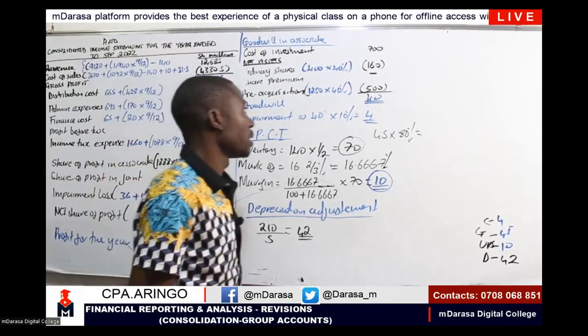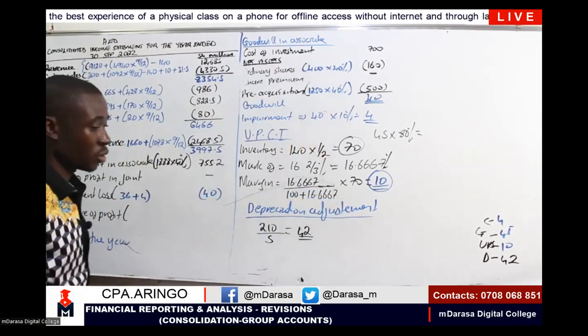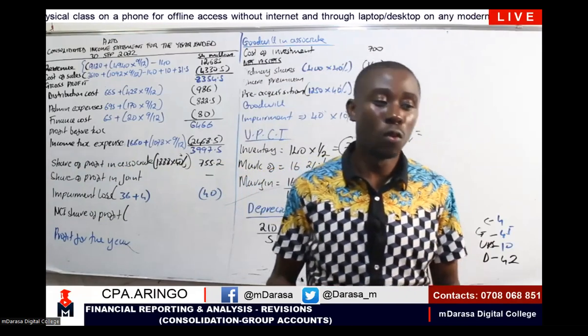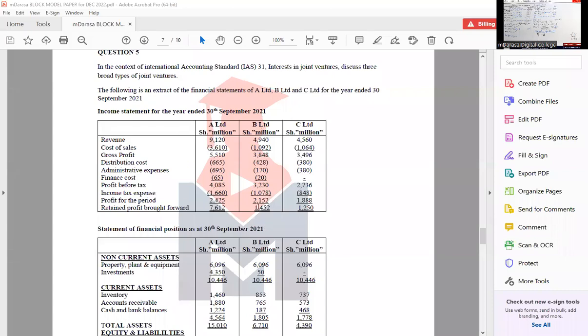Post-acquisition profit of NCI. How will you determine the post-acquisition? After we have acquired, what did this company generate? This will be simple. You come here, we take profit for the year. Profit for the year that we generated was 2152. That was for the whole year. But when did you acquire it? We acquired this one only for 9 months, right?